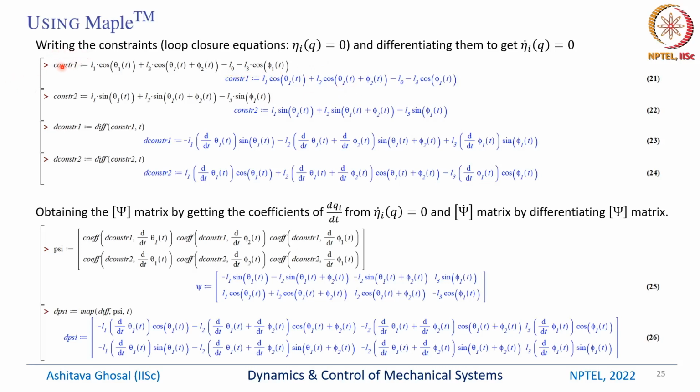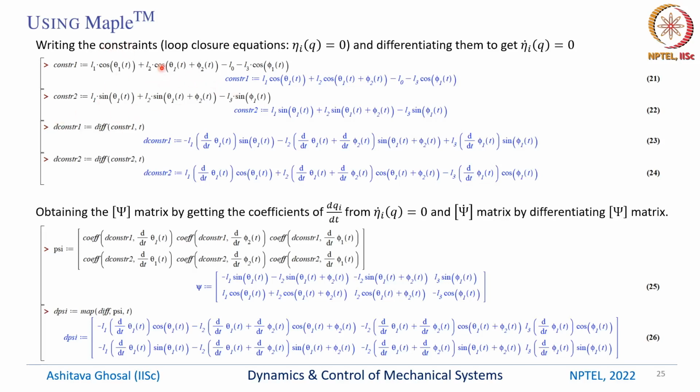So we define one constraint. Then the second constraint is the y component, which is L1 sin theta 1 plus L2 sin of theta 1 plus phi 2. This will be equal to L3 sin phi 1t, and so you can take this to one side, and this is equal to 0. So constraint 1 is equal to 0, constraint 2 is equal to 0. These are the two constraint equations. In the earlier part of this week, I had said eta i of q. So this is eta 1 of q and this is eta 2 of q. So there are only two constraint equations.